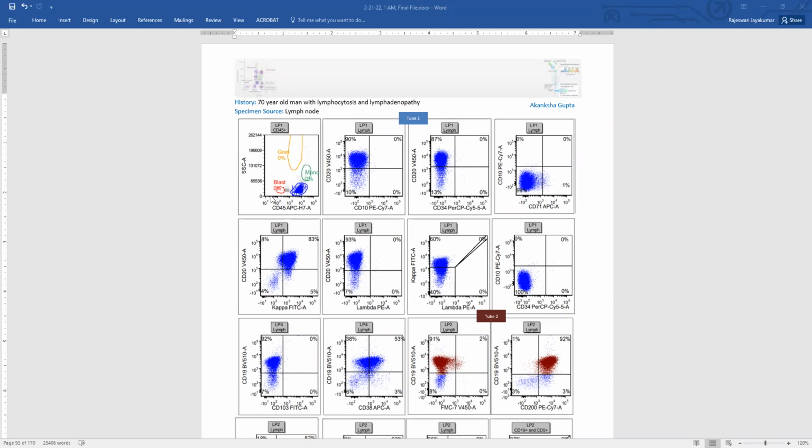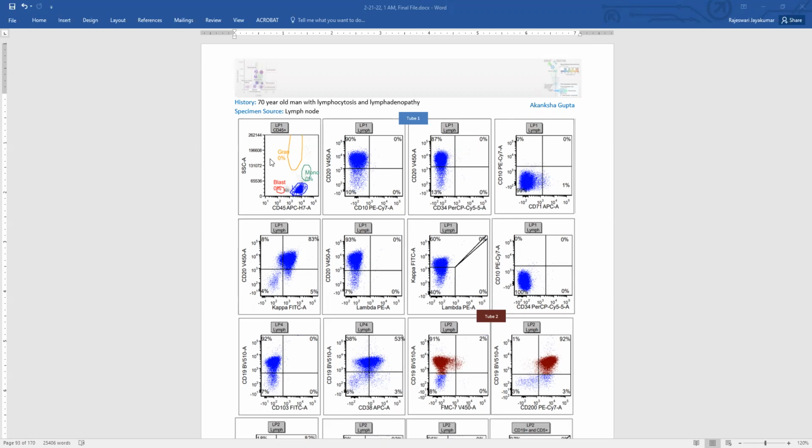So we said that the source of the specimen is lymph node, and you expect the lymph node to be populated by mostly lymphocytes. So that's what we see here in the CD45 versus side scatter. A majority of our population is just lymphocytes. We don't see any granulocytes or monocytes, and the blast window is negative.